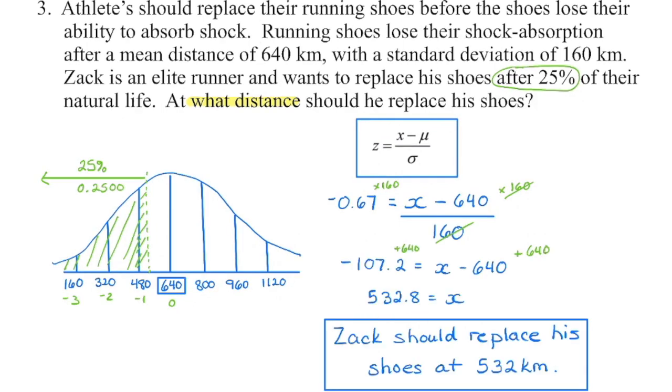I want to replace the shoes at 25%. If I go a little bit over, then we're a little bit over that 25%. So that's why I rounded down in this case.